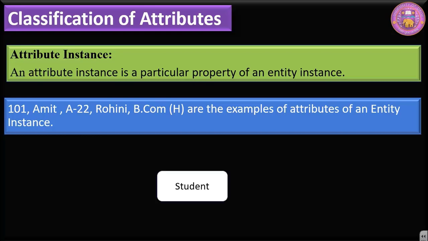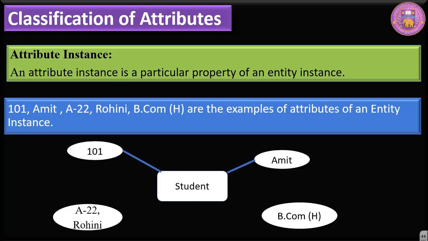We will represent it like this. Here student is the entity instance and the attributes of the entity instance are 101, that is enrollment number, Amit, that is name, A-22 Rohini, that is address, and course BCom Honors. These are the examples of attributes of an entity instance.